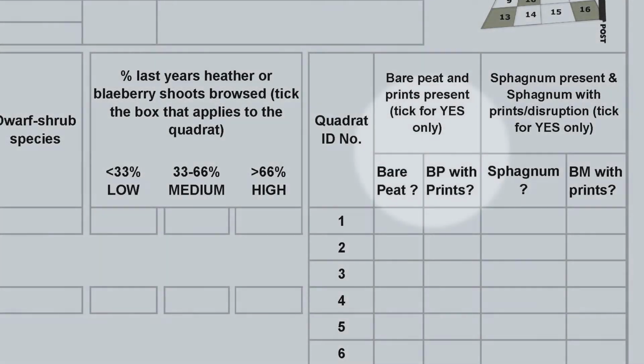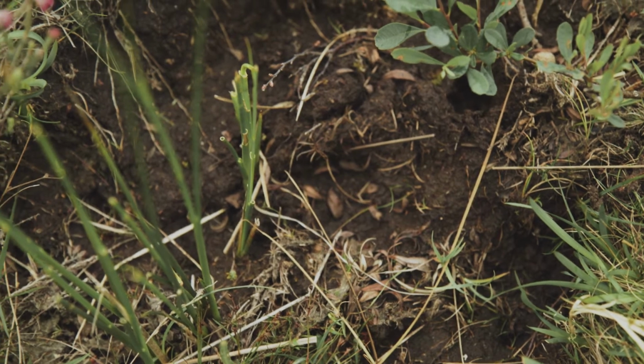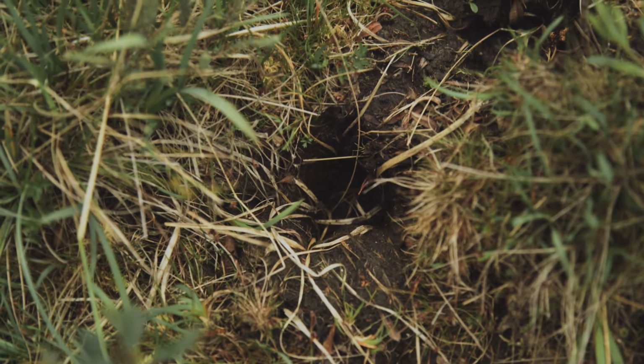For Blanket Bog, an assessment of trampling impacts is required. For each quadrat, record if there is any bare peat and also record if there are any hoof prints in bare peat.